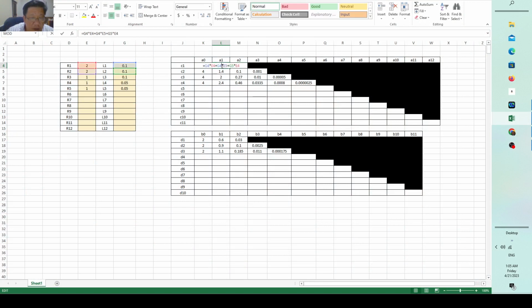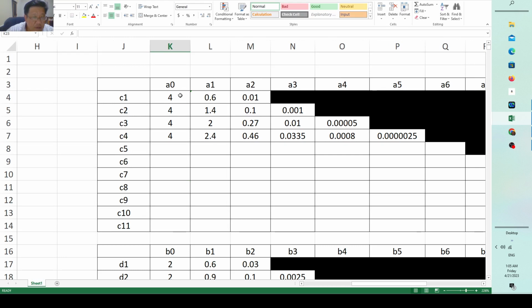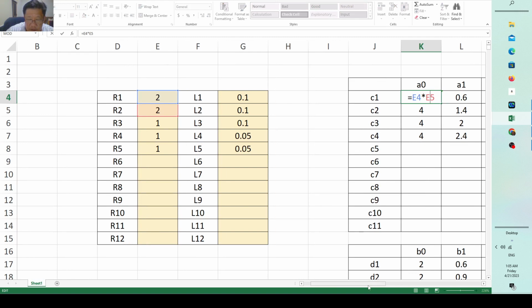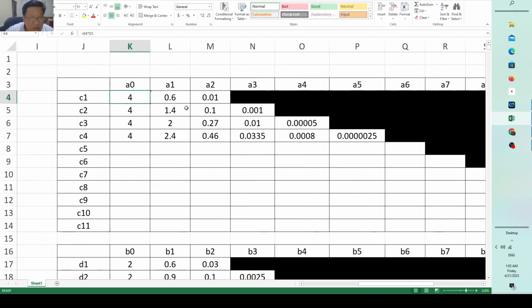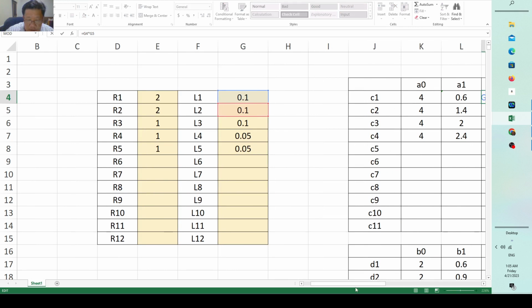Well, we may increase the scale a little bit so you can see. I have to get out first. It's not coming out yet. Okay, I'm going to increase the cell a little bit so that you can see the formula clearly. This one, A4 times E5, is R sub 1 times R sub 2, and this one, G4 times G5, is L sub 1 times L sub 2.